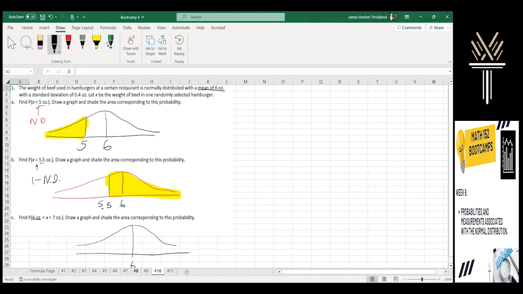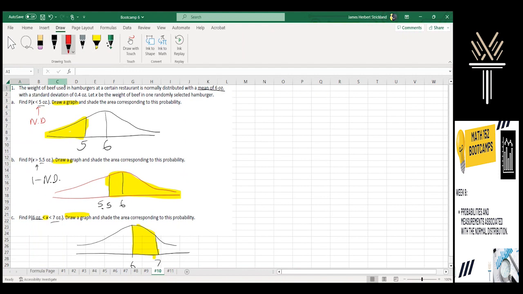And I want to go from 6 to 7. So 6 to 7. And I want the X to be in the middle. So I'm going to draw it, but shade it between the 2. And so those are my drawings. When they say draw the graph, this is what they're talking about.